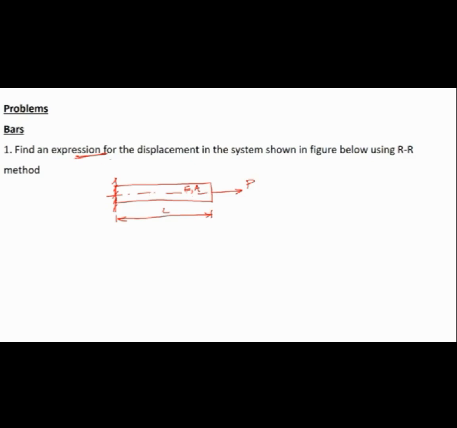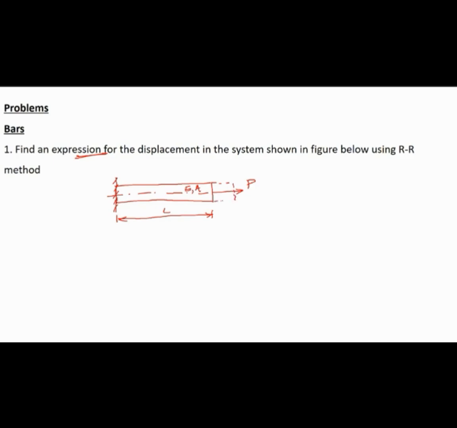Now I have to find out the expression for displacement. Can you tell me what is the expression for this? A uniform bar subjected to a point force, how to find out the displacement or extension? Because of this applied force, let us consider this is the extension in the bar, and let us consider it as delta L. How to find this delta L? That is my question.